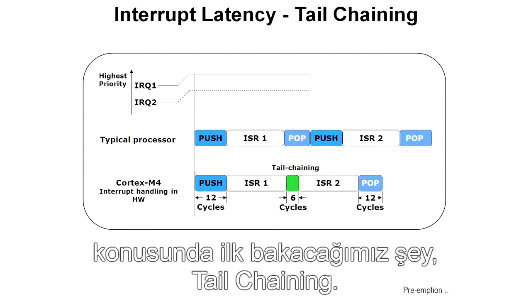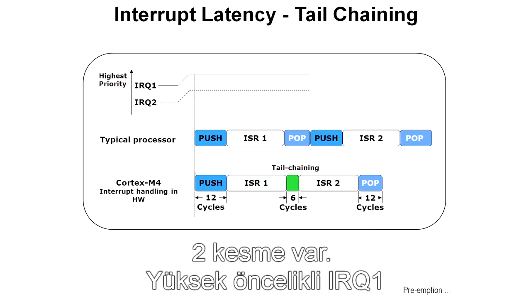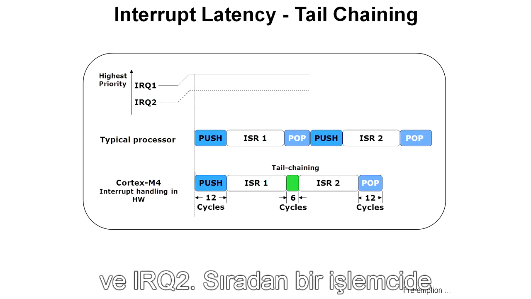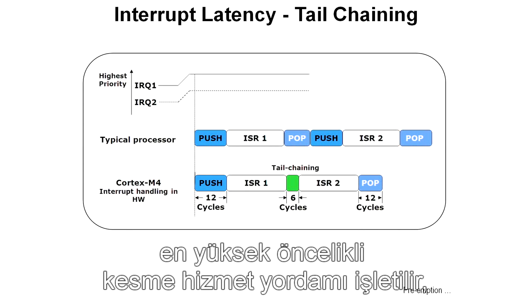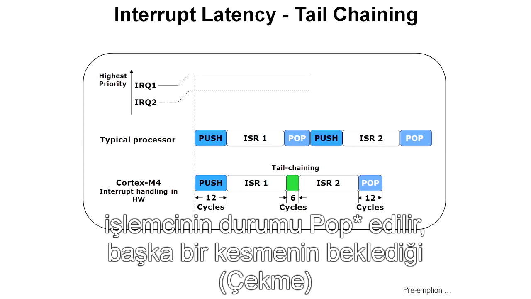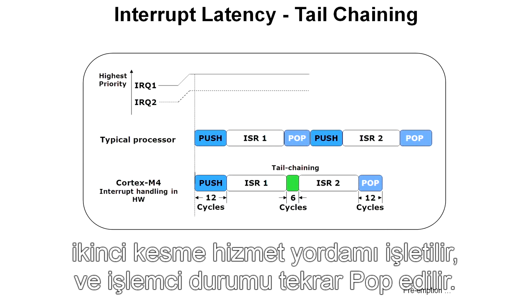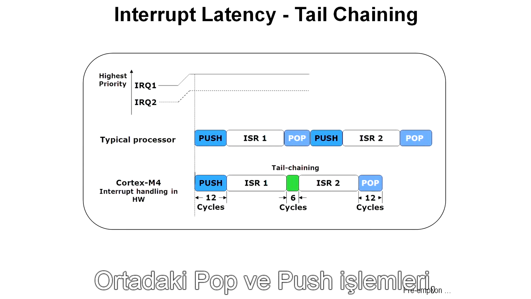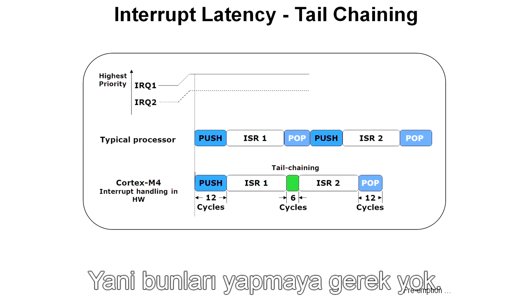The first thing to look at in terms of improved interrupt latency is tail chaining. Here in this situation, we have 2 interrupts that basically go off at the same time. IRQ1, which is the highest priority, and IRQ2. In a typical processor, the interrupts would go off. It would push the state of the processor, run the highest priority interrupt service routine, pop the state of the processor, see that there was another interrupt pending, push the state of the processor, run the second service routine, and then pop the state of the processor again. Well, the pop and the push right there in the middle are doing the exact same thing in opposite directions. So there's no need to do those.